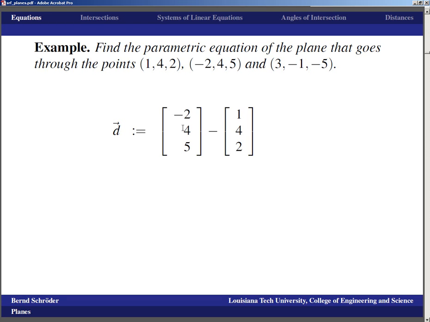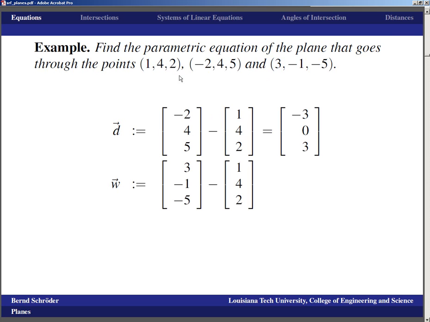So the first direction vector would be negative 2, 4, 5, minus the pivot point 1, 4, 2, and we get negative 3, 0, and 3. The second direction vector would be 3, negative 1, 5, minus 1, 4, 2 as vectors. We would get 2, negative 5, and negative 7.